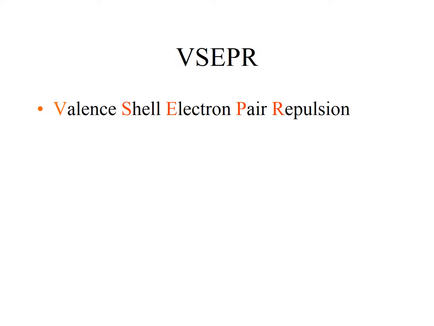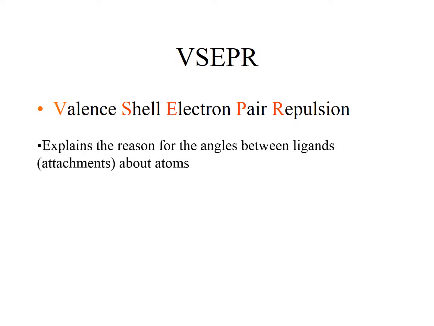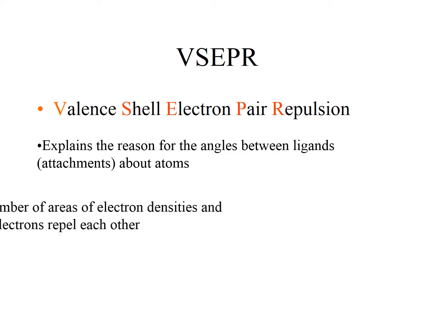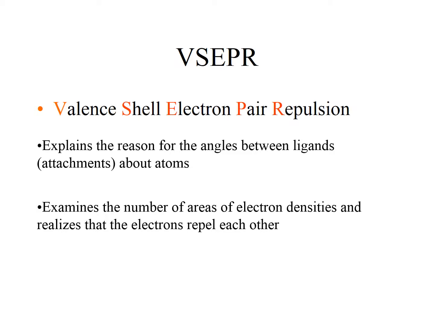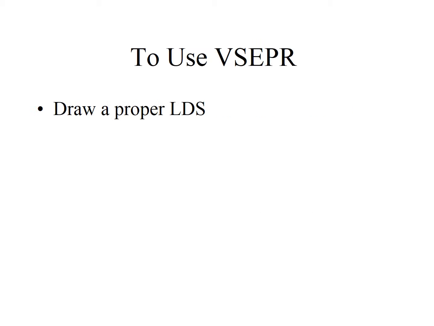Valence shell electron pair repulsion is a part of the valence bond theory that helps us understand the shapes of molecules. It explains the reasons for the angles that we find, and what it does is it looks at the Lewis dot structure and counts the number of areas of electron density and basically says electrons repel each other, so it's going to go into this shape to minimize repulsion.